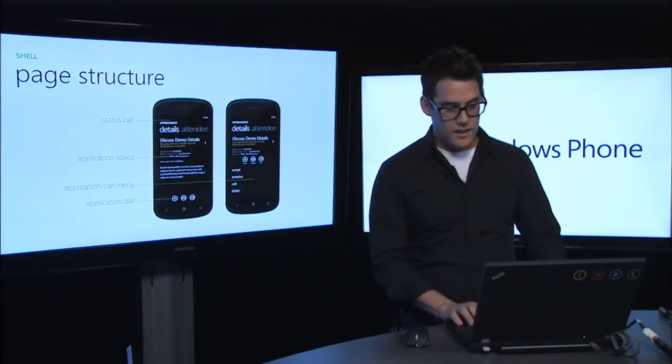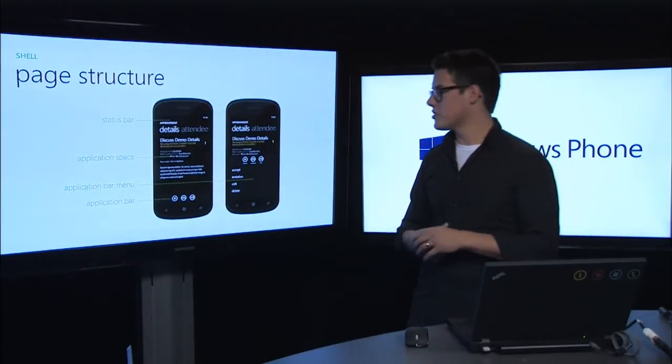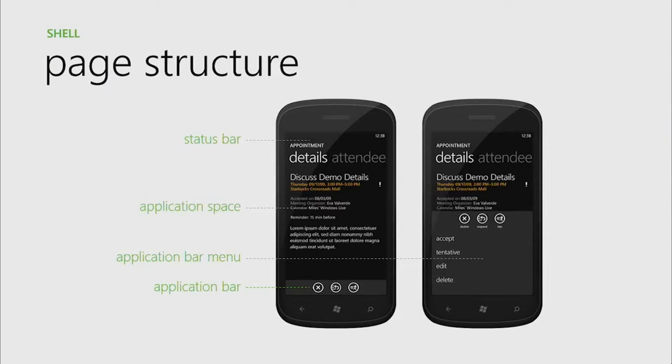The next thing that I'm going to talk a little bit about is the page structure of the shell. So if you look at a Windows phone, something that may be very familiar to you or very new and exciting to you, up at the top, we have something called the status bar. This is where you can get information about connectivity and all kinds of different things.